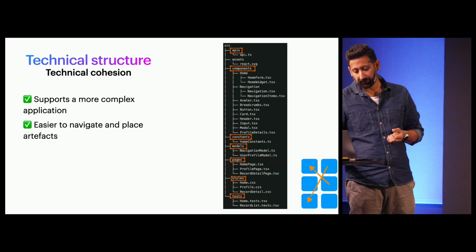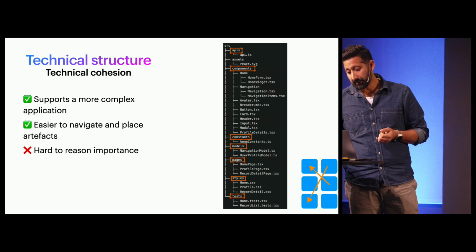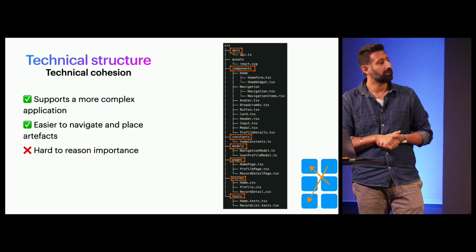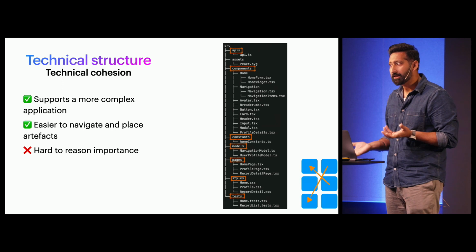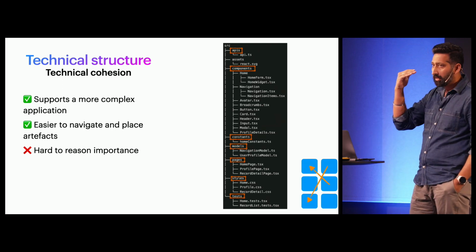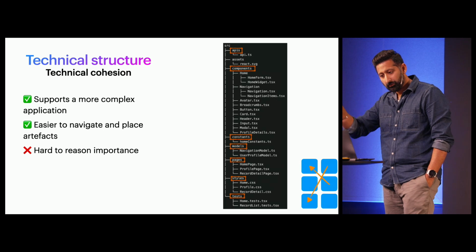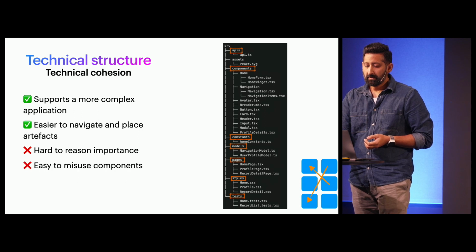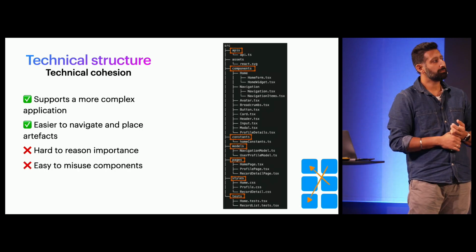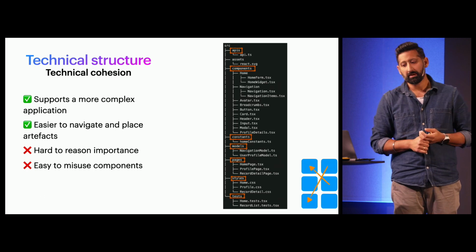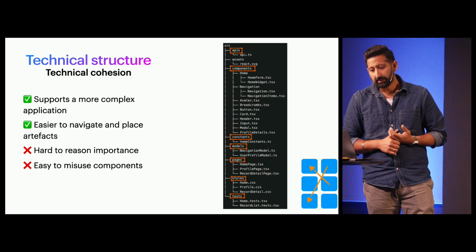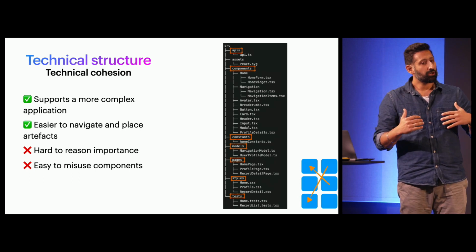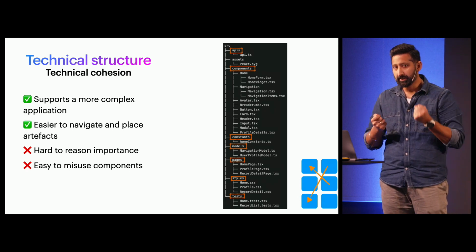But it has some challenges. It's still hard to reason about the importance of what you're looking at. It's still a flat structure. It's hard to reason about where I should be looking as a developer to understand where to make a change in code. And it's also easy to misuse components. Now, what I mean by misusing components is that because we don't have this visual hierarchy about importance, it's hard to know which component to reach out to.